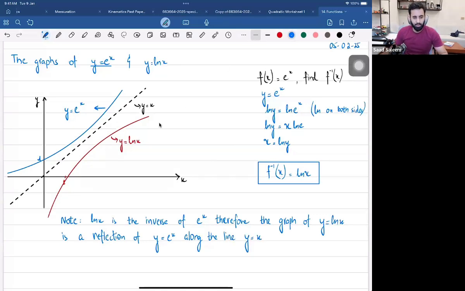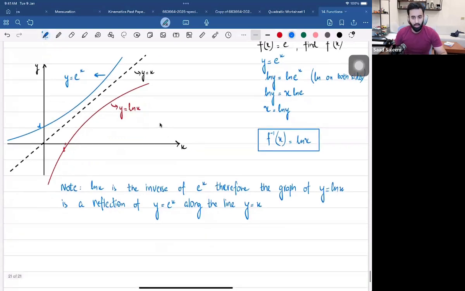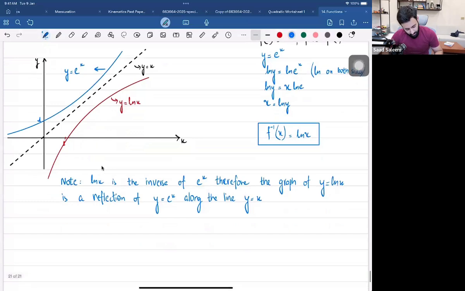So therefore, the graph of ln x is a reflection of e power x along the line y equals x. Now we're going to write down some important characteristics about both the graphs. Let's start with y equals e power x.